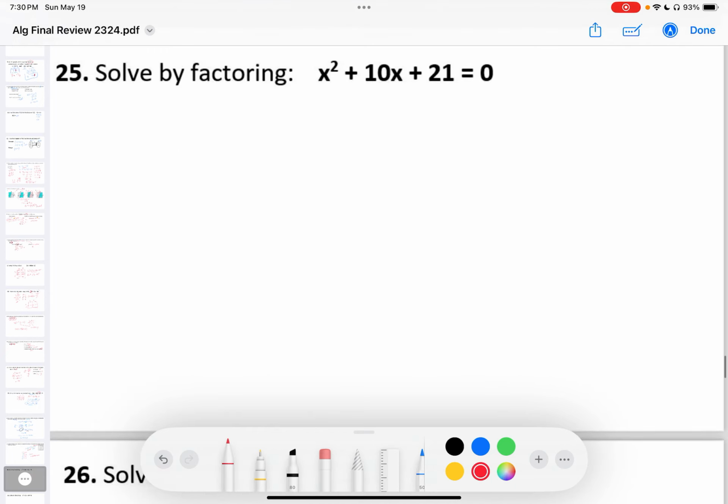All right, 25, solve by factoring. So if we're going to solve this by factoring, the first thing we're going to do is factor it. So I'm going to put 21 up top. I'm going to put 10 down there. I need two numbers that multiply to 21 that add to 10. That's going to be 7 and 3. So we've got x plus 7, x plus 3 equals 0 as our factored trinomial.